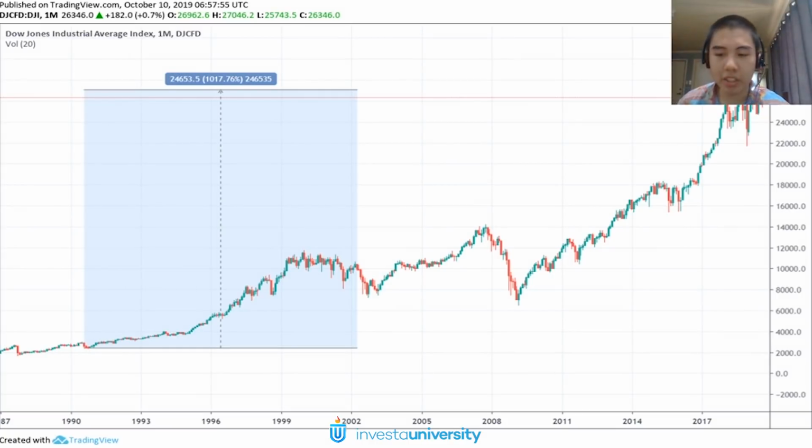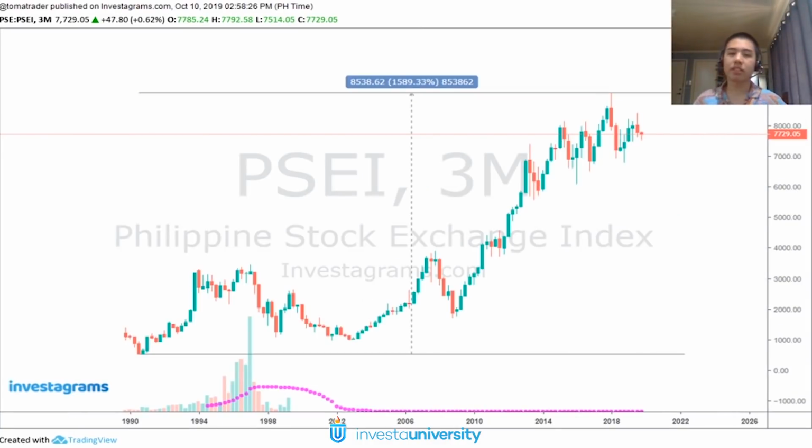But now I want to zoom in to what happened from 1990 all the way to the peak in 2018 at around 26,000. So the Dow Jones went up 1,000%. But now, why am I doing this? Because I want to compare it to the Philippines. So the Philippine stock market from the same year, 1990, all the way to the all-time high at peak 2018, the end of a long-term bull market when it reached 9,000, went up 1,589.33%. So actually, mas mataas pa yung inangat natin kaysa sa US stock market in terms of the index.